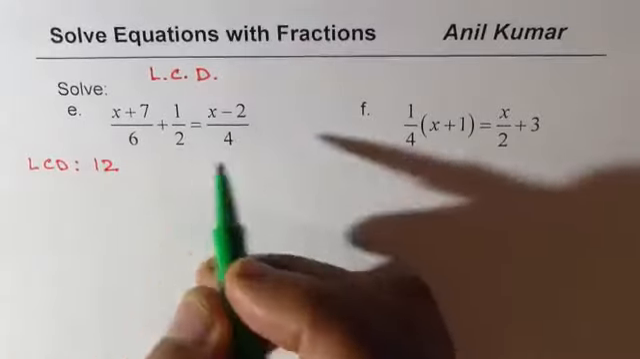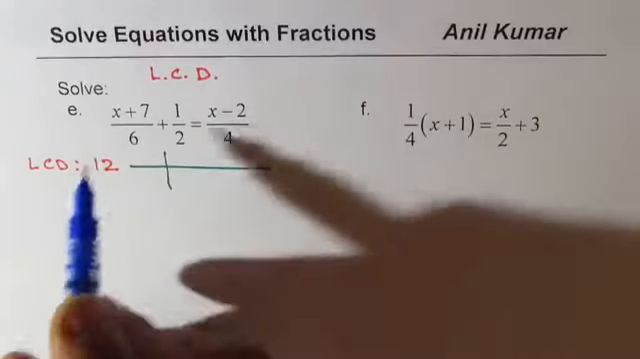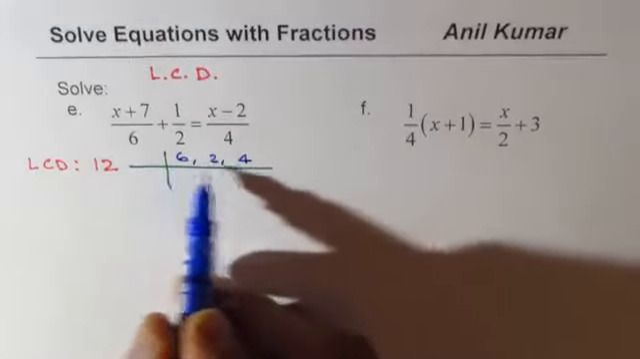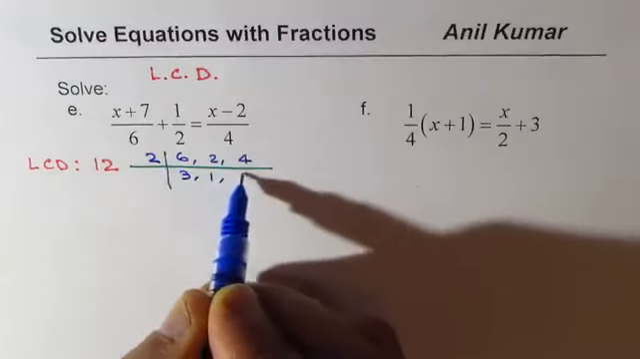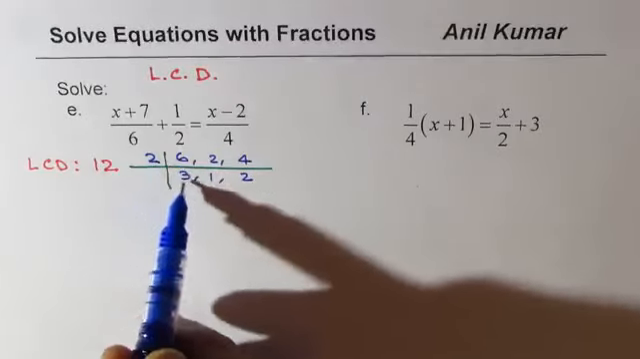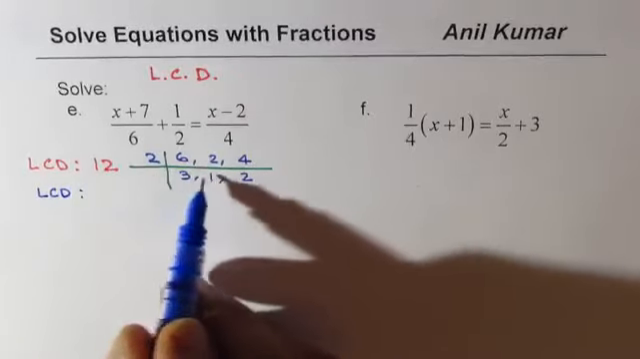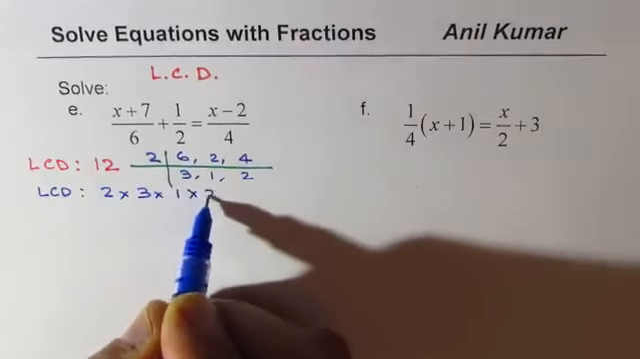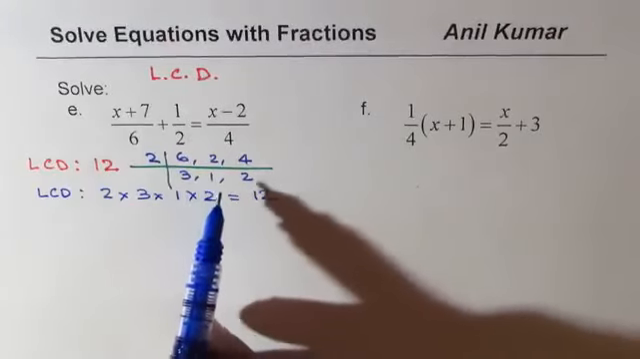Let's take that now. To find this, we have the ladder division method. You could write all these numbers, 6, 2, and 4, divided by some common factor, let's say 2 in this case. We get 3, 1, and 2. So 2 goes 3 times in 6, 1 time in 2, 2 times in 4. So we're left with these numbers. So the lowest common denominator, I should say multiple now because we found that, is 2 times 3 times 1 times 2, which is 12.